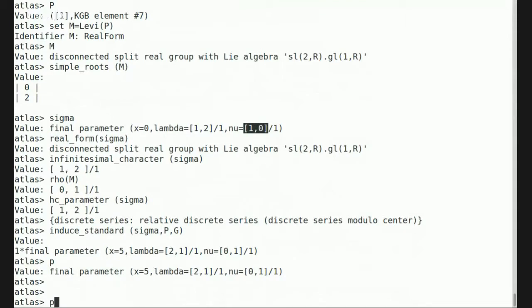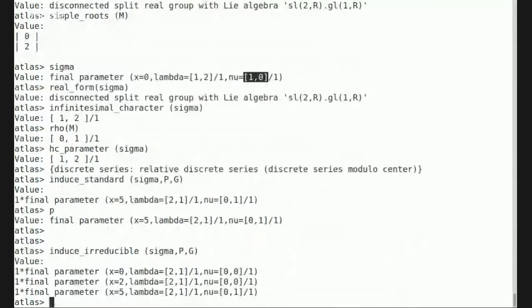Okay, so the point is there are two kinds of commands. There's induced standard and there's induced irreducible. And what this means is take sigma as an irreducible representation of the Levy factor and induce it. And furthermore, write that as a sum of irreducible representations. So when I do that, I get a sum.